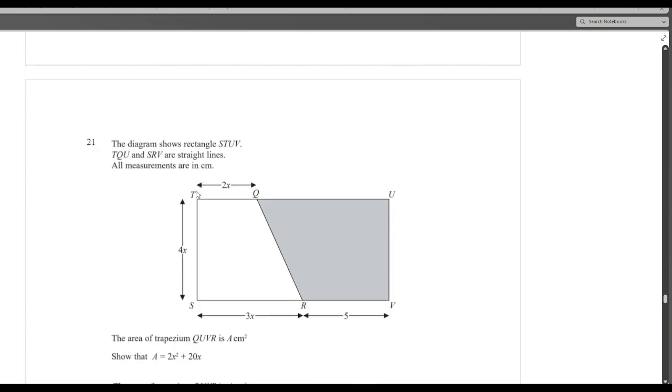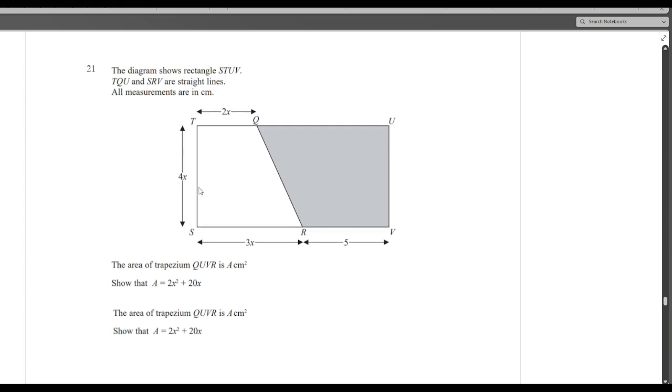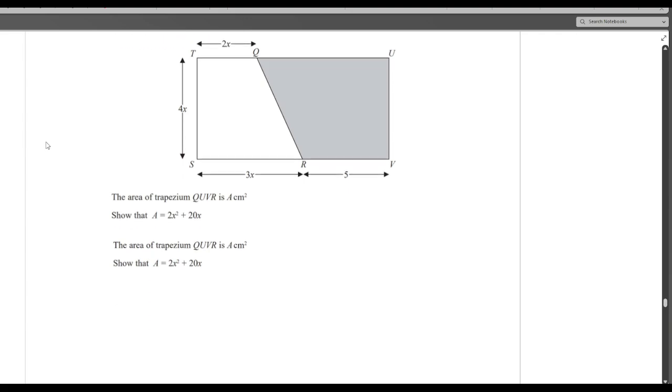21.14 centimeter is the answer. Now question number 21. The diagram shows a rectangle STUV. TQU is a straight line, and SRV, they are straight lines. All the measurements are in centimeter. The area of trapezium QUVR is A. Show that A is equals to this. The question is repeated.